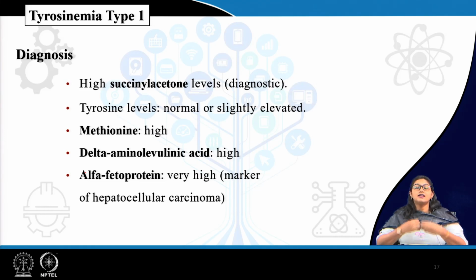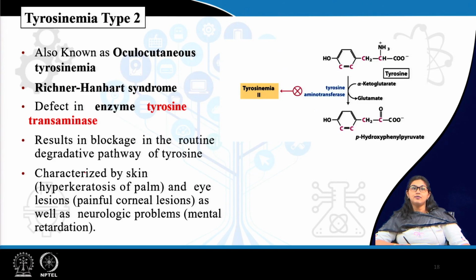As I told, there is liver failure. So, this alpha fetoprotein is a marker of hepatocellular carcinoma. This alpha fetoprotein level is also high in tyrosinemia type 1. Then we are coming to tyrosinemia type 2.